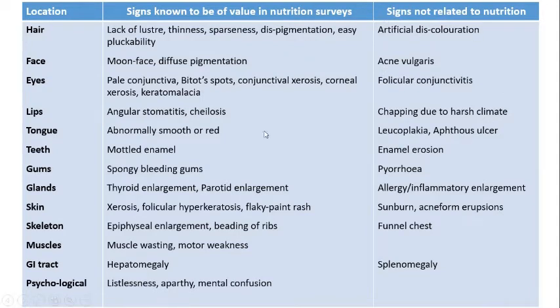Then you have to carefully differentiate the signs known to be of value in nutrition assessments and signs not related to nutrition assessments. Okay. For another example, face. In moon face, it means fat is deposited, giving a rounded face, and a diffuse pigmentation. It means high melanin is deposited in the skin. These are non-clinical signs in relation to nutrition assessment.